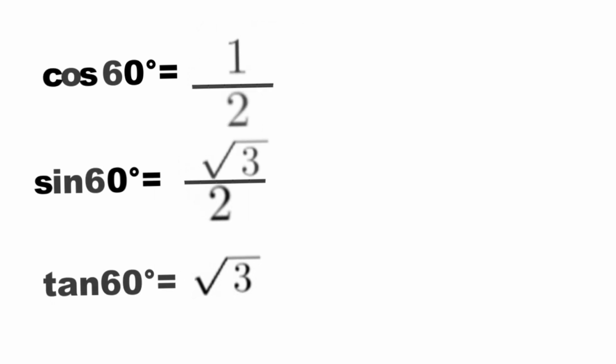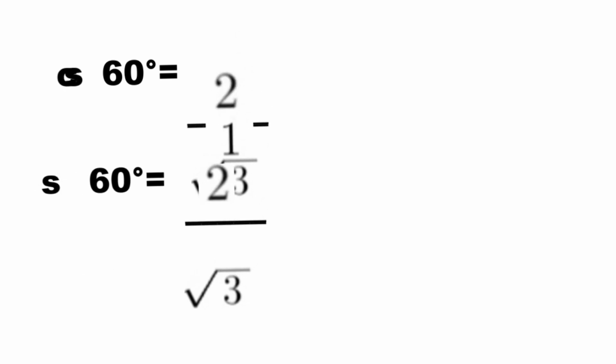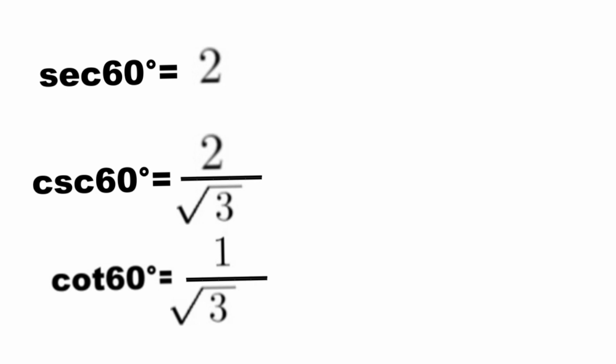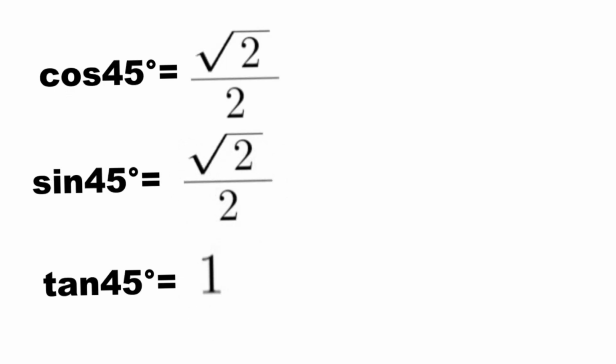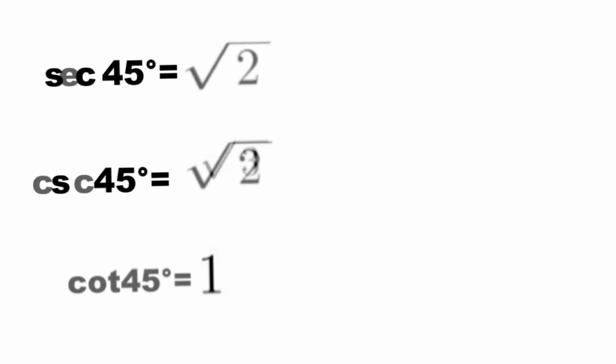Then the values of cosine, sine and tangent at 30 degrees and 60 degrees are just interchanged, so also the values of secant, cosecant and cotangent are just interchanged. For 45 degrees, both cosine and sine are the same, square root of 2 over 2, so tangent 45 degrees is 1. Then secant and cosecant 45 degrees are both square root of 2, and cotangent 45 degrees is 1 also.